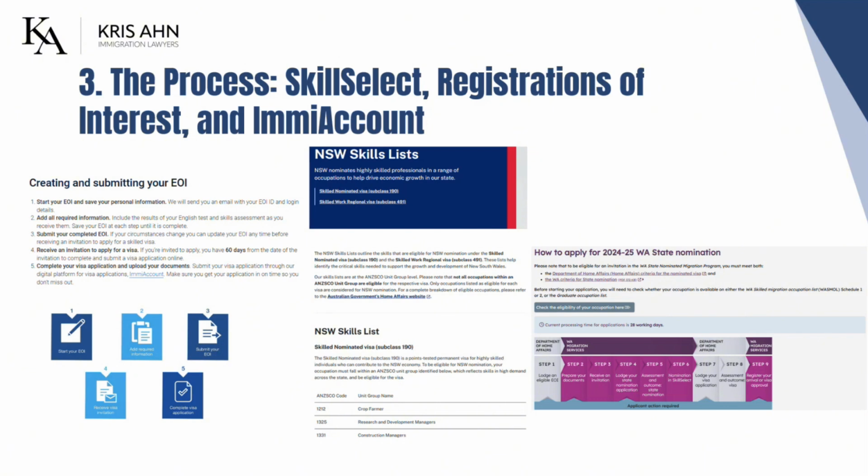Sometimes each of the states also have their own skills lists. New South Wales actually didn't have a skills list until recently. Being one of the more popular states for nomination, it's now put a very condensed list of the things that they wish to see in an EOI. And it was a bit of a shock when it first came out, because so many people were suddenly ineligible for the 190 as a result. So all they had to do was rely on the 189.